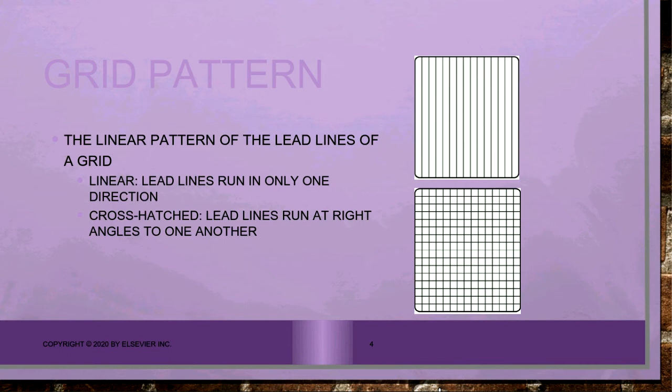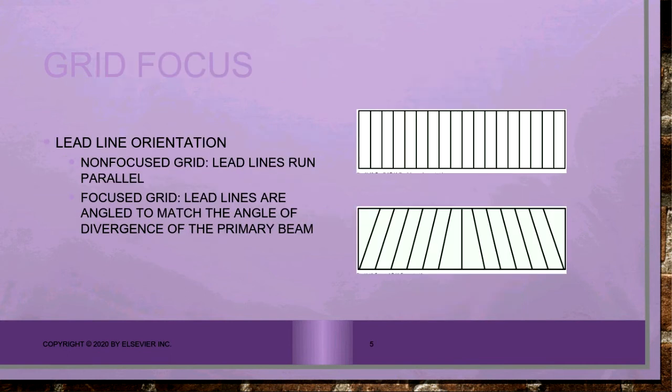When they talk about the grid focus, it's basically the orientation of the lead lines to each other. And again, we have two types of grid focus. We either have non-focused or a parallel grid. In this one, they're non-focused, or the strips run parallel to each other, meaning these lines would never intersect if we continued them on. They would never run into one another because they're parallel to each other. So you can have a parallel or non-focused grid.